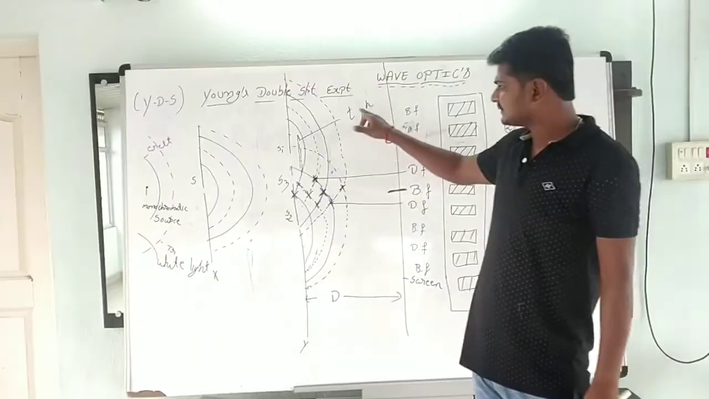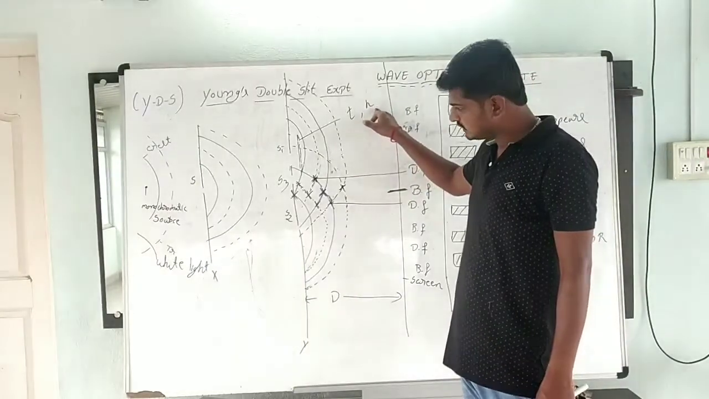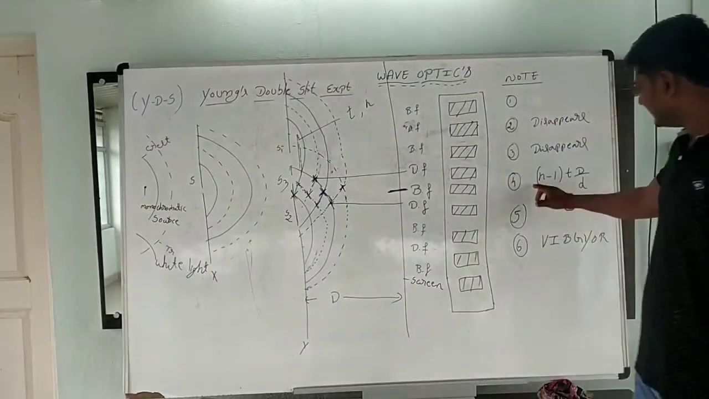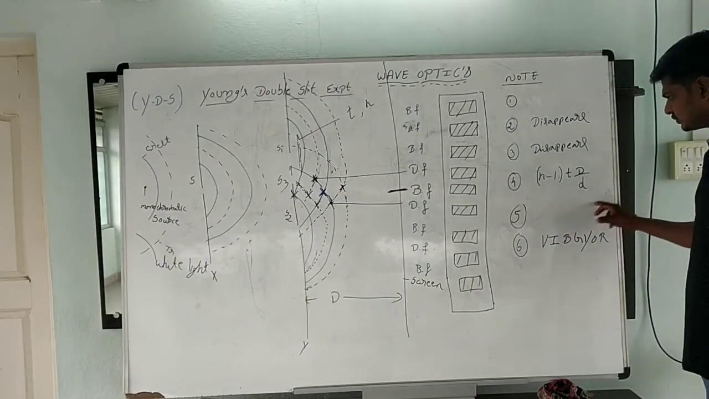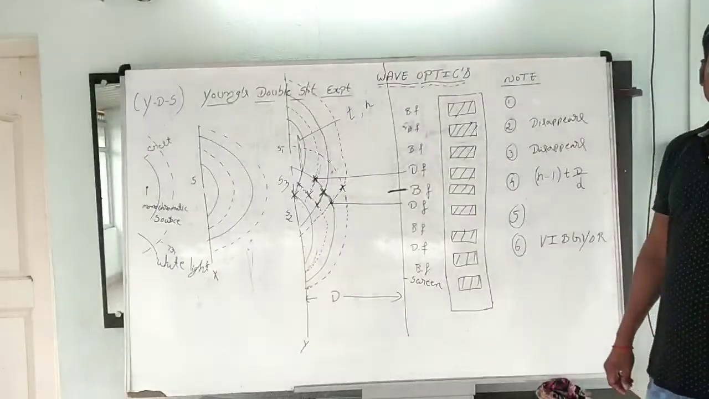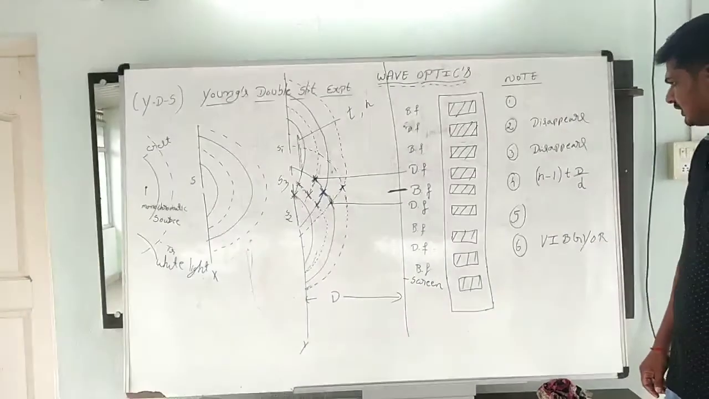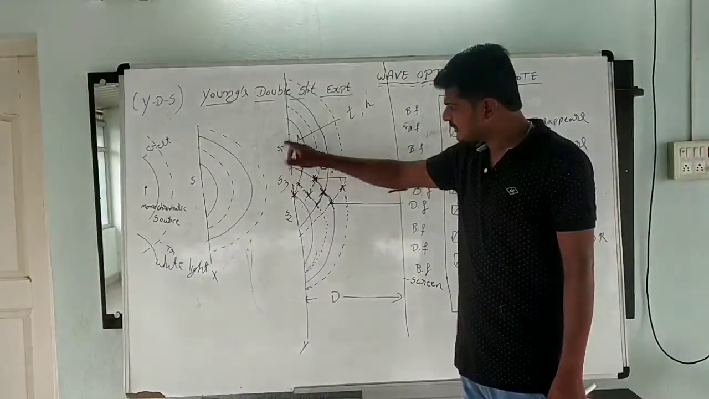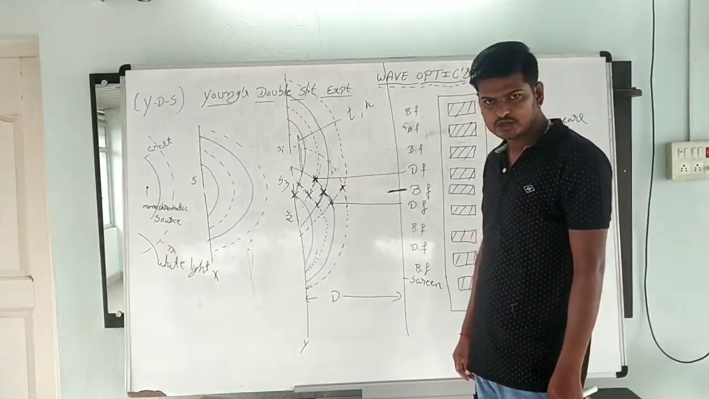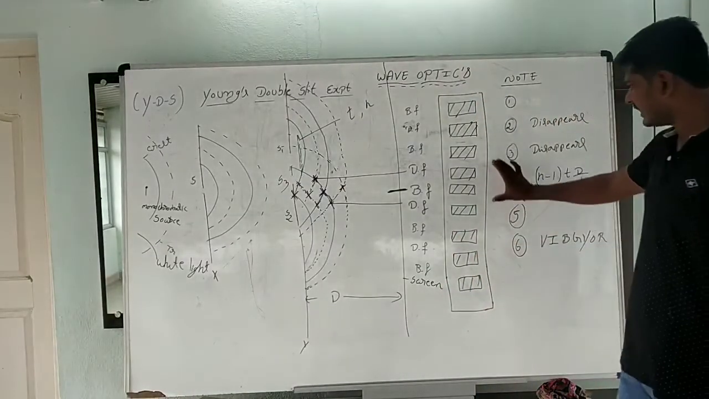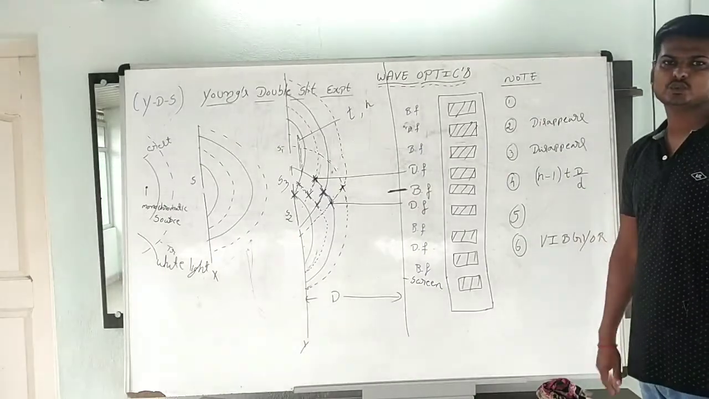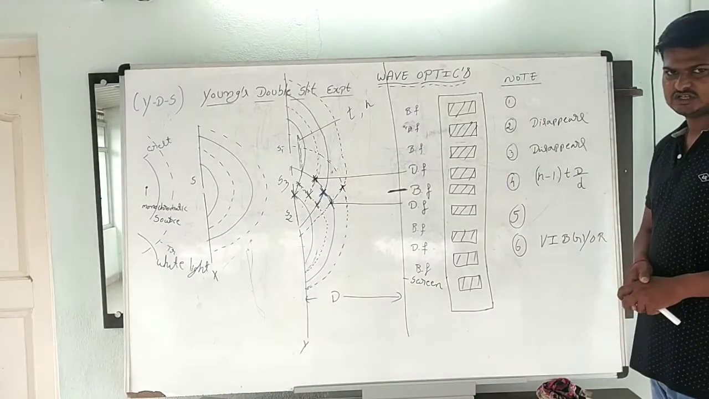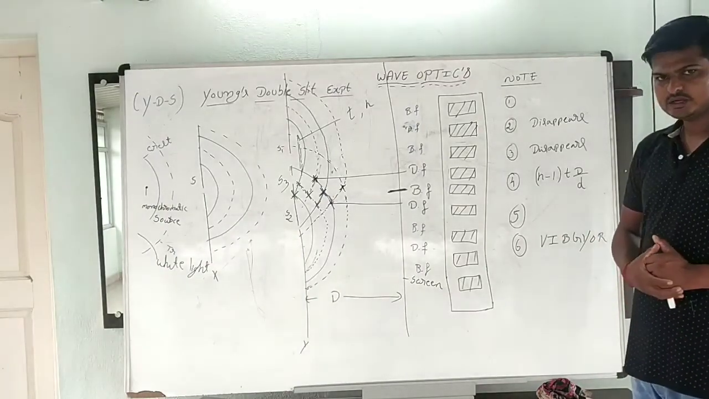A thin transparent sheet of thickness t and refractive index n is placed in the path of S1 or S2: the entire fringe pattern will shift by (n minus 1) t times capital D divided by small d. Next, if a third slit is made between S1 and S2, what will happen? The contrast between the bright and dark fringes will decrease.